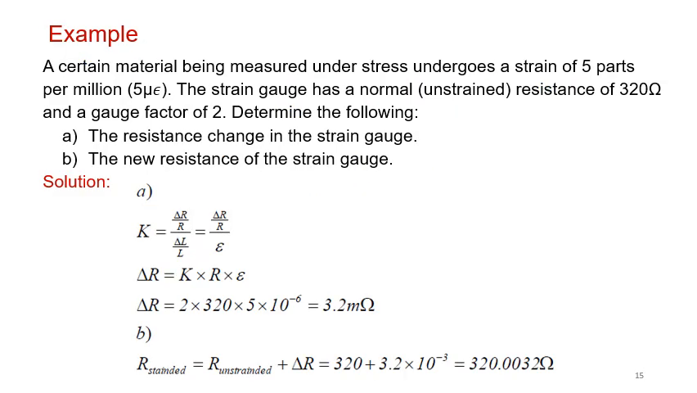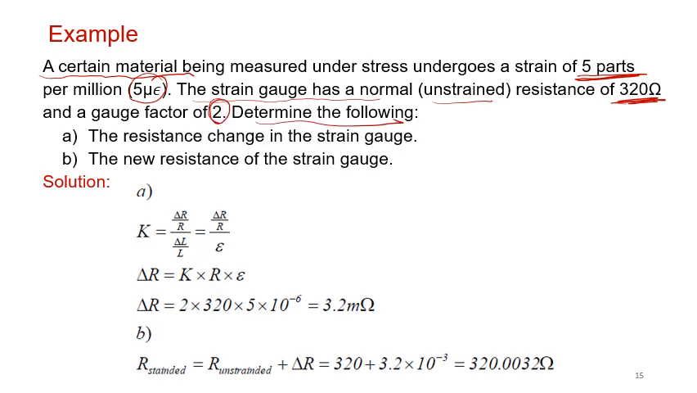Let us consider this example on the strain gauge, which will help us to understand the relation between the resistance and the strain. The example says a certain material being measured under stress undergoes a strain of 5 parts per million, meaning 5 micro epsilon. That's the strain. The strain gauge has a nominal unstrained resistance of 320 ohm. That means before we apply the force, its resistance is 320 ohm. The gauge factor K is equal to 2.